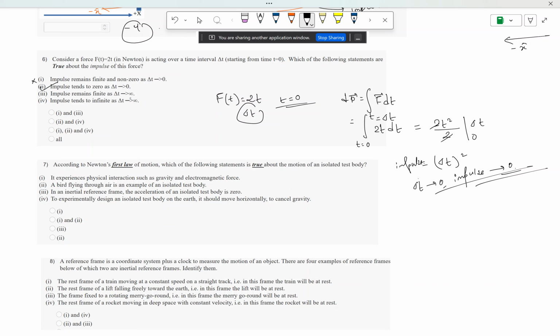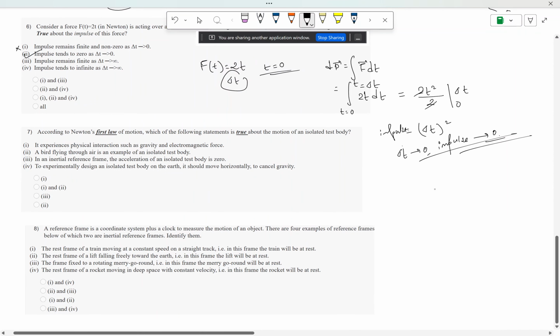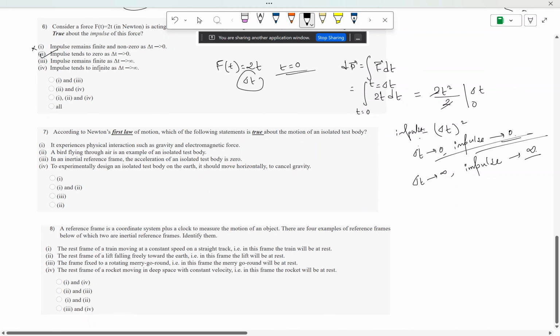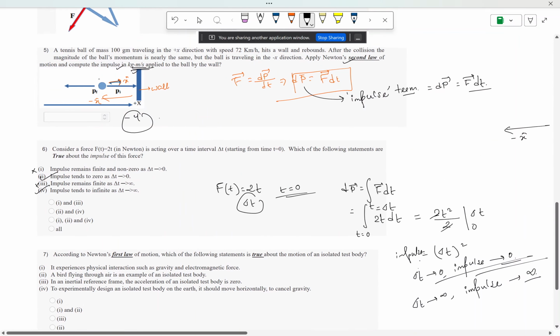Impulse remains finite as delta t goes to infinity. So this is the second case: if delta t tends to infinity, then of course this impulse is proportional to delta t squared, so this impulse will also move to infinity. So impulse remains finite as delta t tends to infinity is incorrect, but the fourth option is correct, that impulse tends to infinity also as t tends to infinity. So 2 and 4 are the correct options.